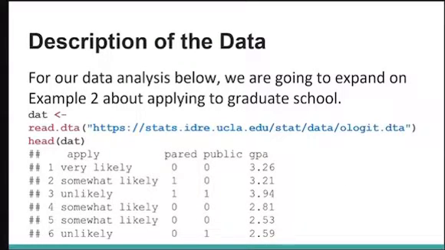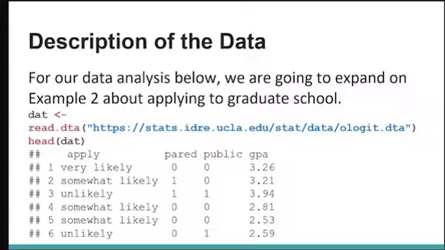I want to use a data set from the University of California, Los Angeles, where this is the first 6 in the data. The first applicant here to the graduate school is a junior. Of course, they are still junior. And when they asked him whether he's going to apply to graduate school, he said it's very likely.